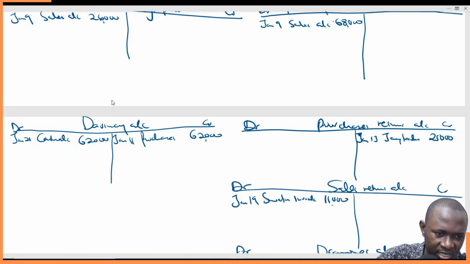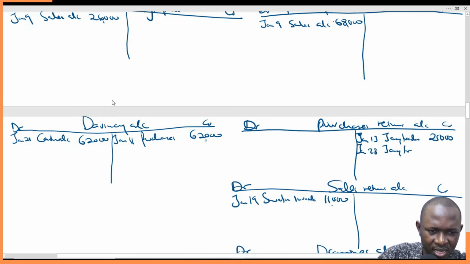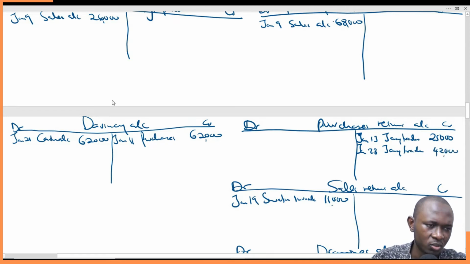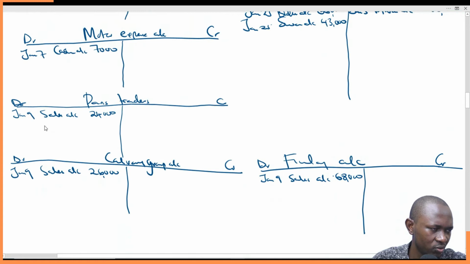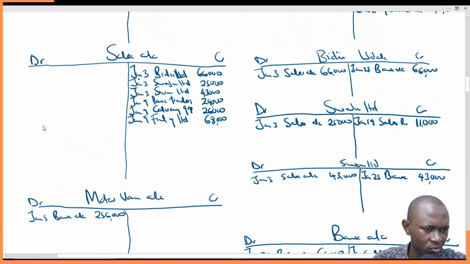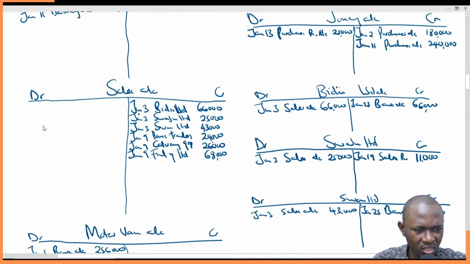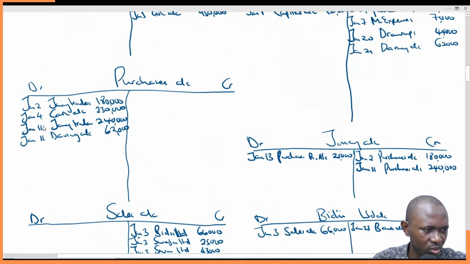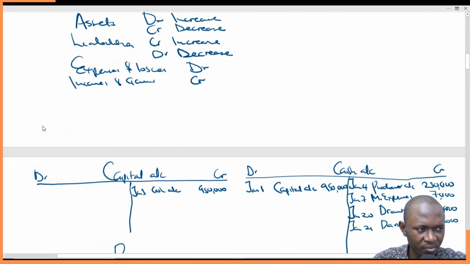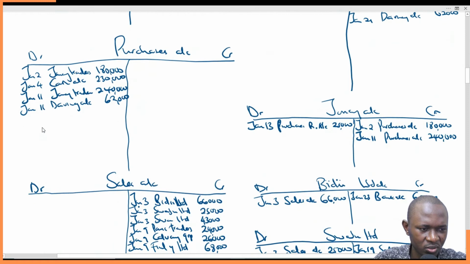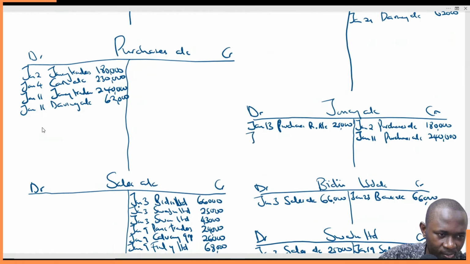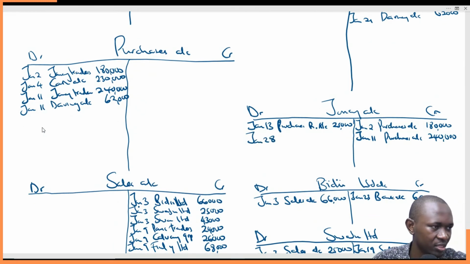So we come here and say January 28th, Jonesy Traders. The amount is 42,000. So let's go to Jonesy Traders. We return these goods. Maybe the goods were not in good shape, or maybe he supplied more than we ordered. So Jonesy Traders, January 28th. Is it January 28th?